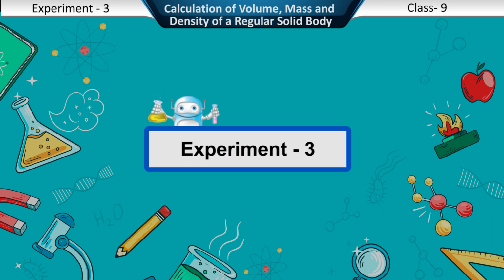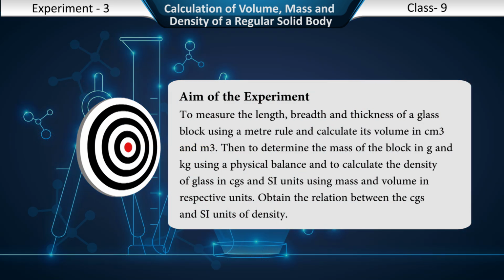Experiment 3. Aim of the experiment: to measure the length, breadth and thickness of a glass block using a meter rule and calculate its volume in cm³ and m³, then to measure the mass of the block in gram and kg using a physical balance, and to calculate the density of glass in CGS and SI units using mass and volume in respective units. Obtain the relation between the CGS and SI units of density.